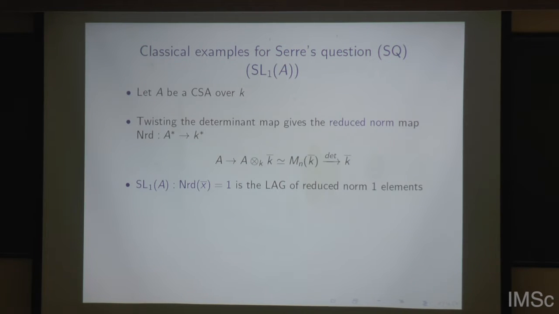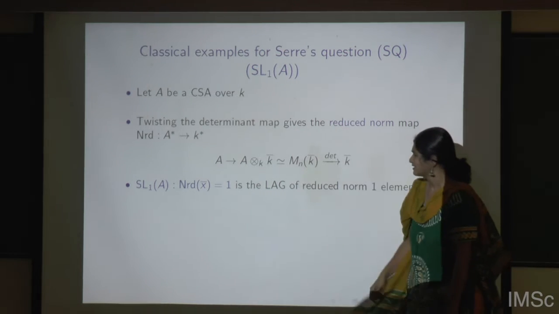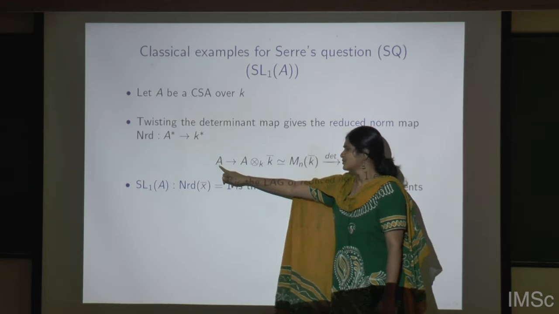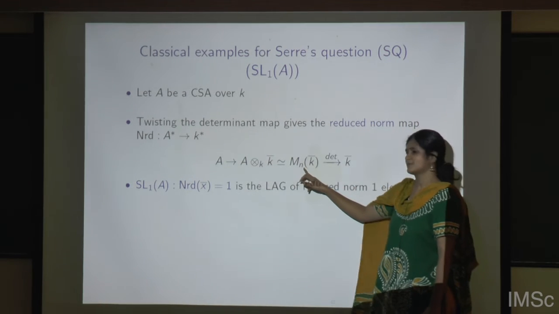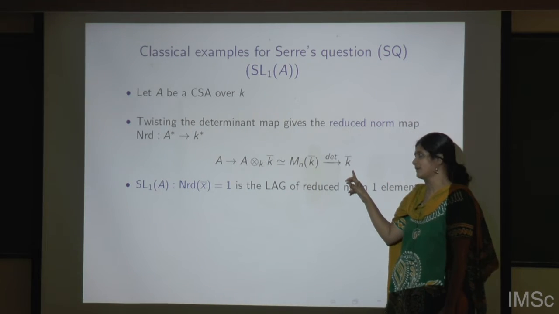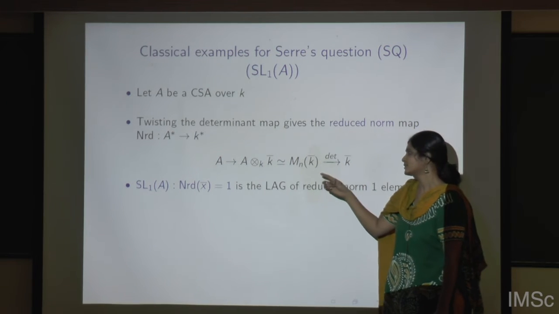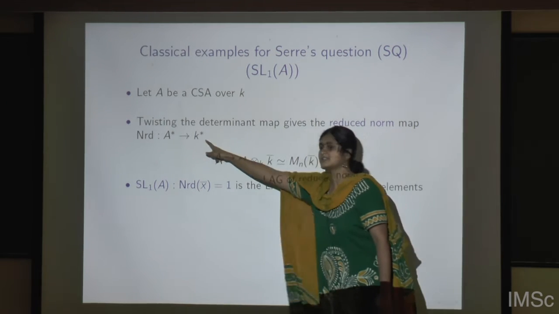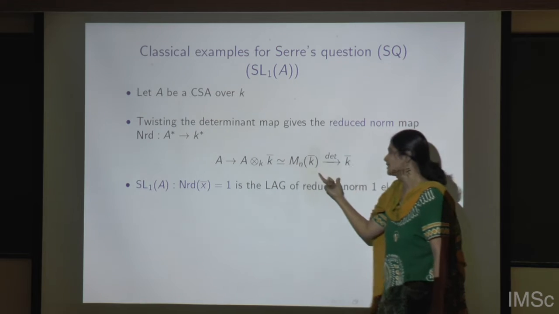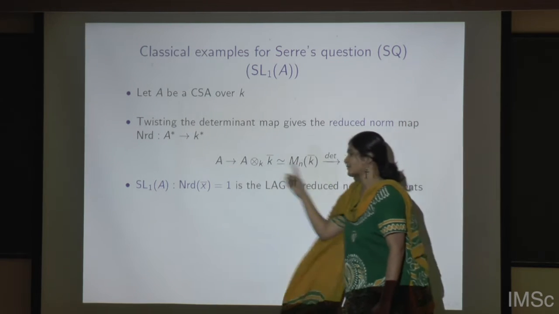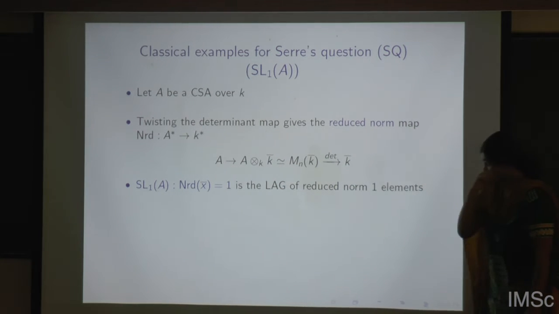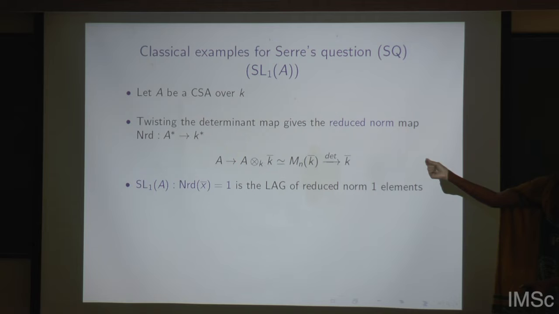Here's one more nice example. So you have a central simple algebra. Let me define the group, which is called SL_1(A). So remember, this is a twisted guy, right? So when you go to the algebraic closure, it becomes a matrix algebra. Then you have the determinant map, so you have a map from A to K bar, but it's easy to convince yourself that this actually lands in K. So you can think of the reduced norm as coming from this map here. So SL_1(A) is exactly all the guys which have reduced norm 1.